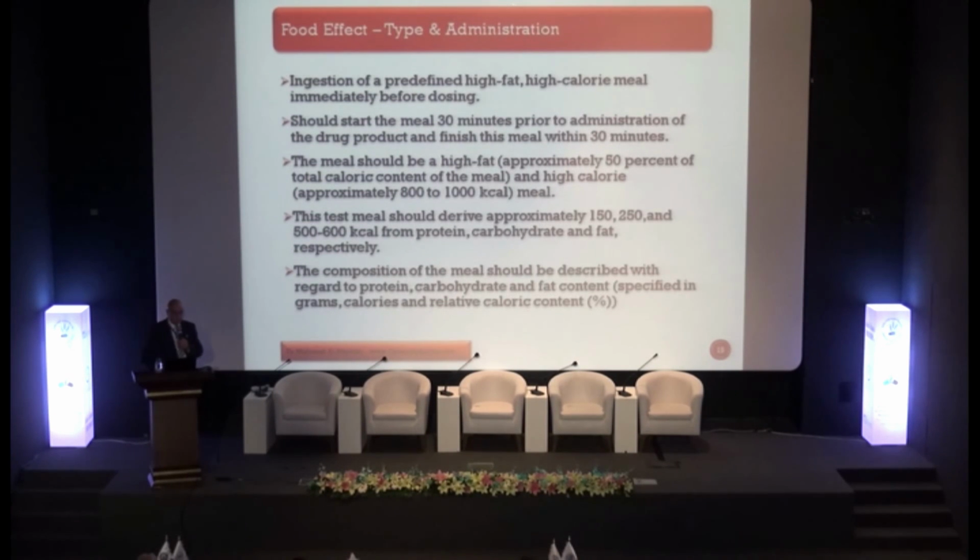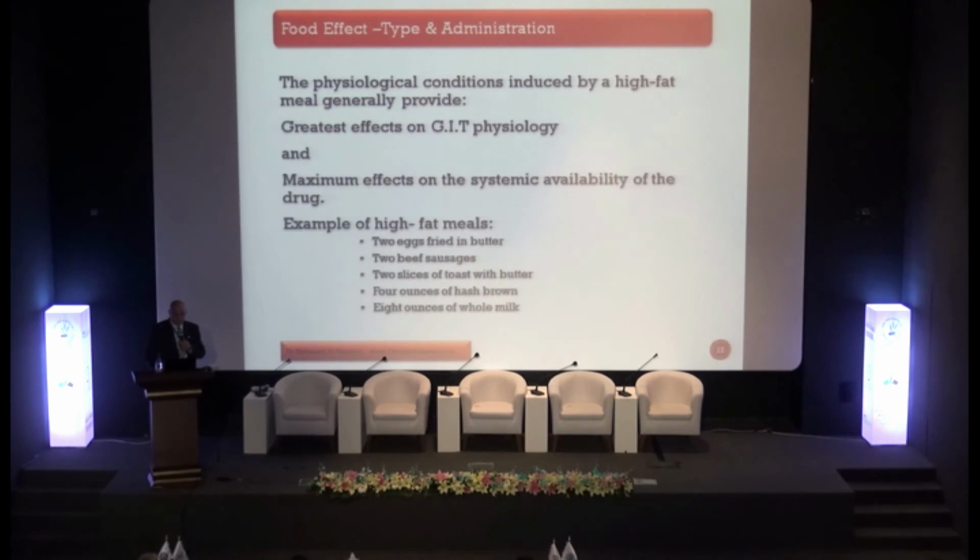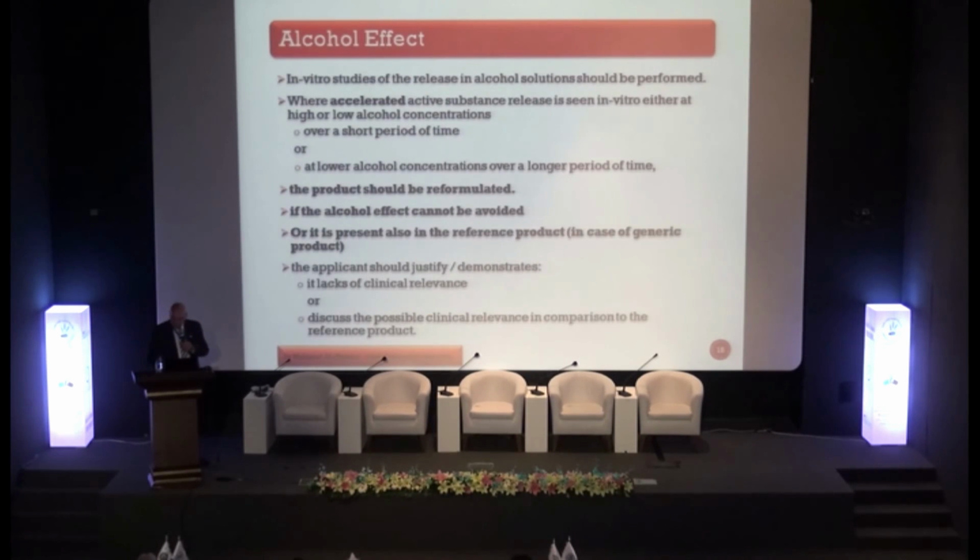And I think my previous colleagues have spoken about the type of administration. This table will show you what type of food. This is what it says in the FDA guideline. I copied that from the FDA guideline because it talks about two eggs fried in butter, and then 2 beef sausages. I put 2 beef sausages because they put 2 bacon there, which might not be possible for this kind of work, so I put 2 beef sausages and 2 slices of toast with butter. And that's a high-fat meal, as an example.